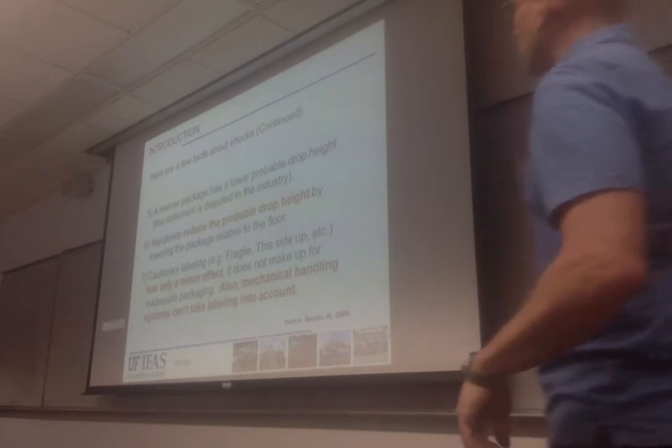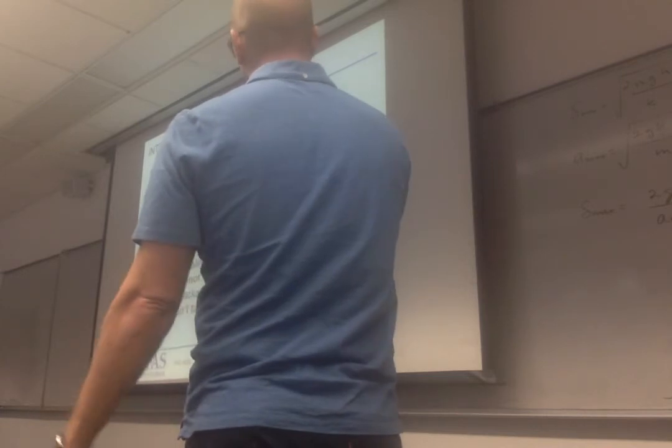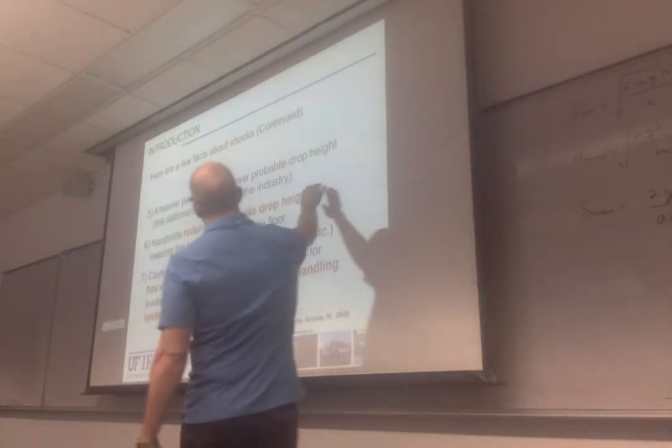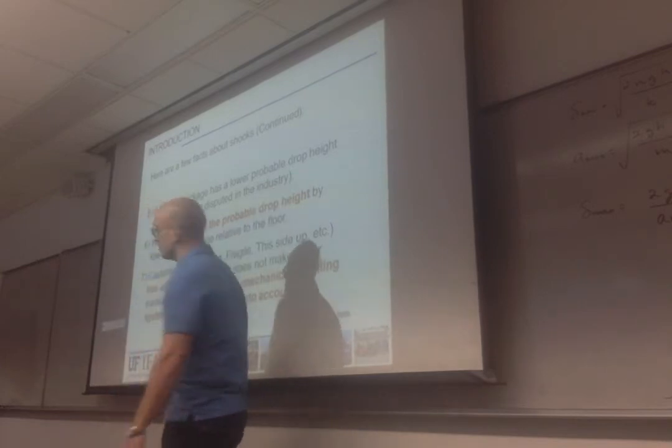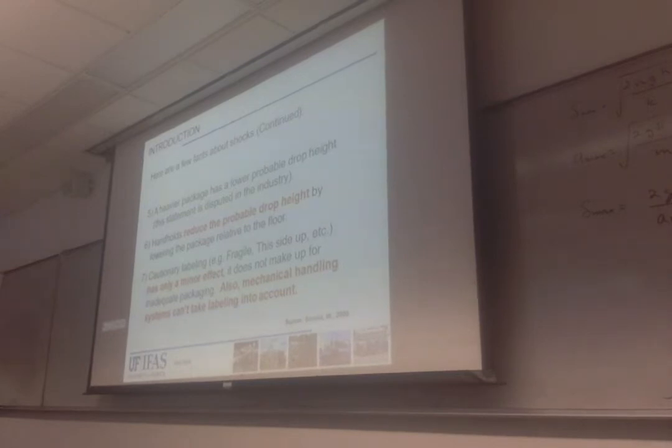So a heavier package has a lower probable drop height than a lighter package. Here I've added this statement: this is disputed in the industry. Why do you think some people disagree with this? Think about this. A heavier box has a lower probable drop height. Because people are less likely to bring it up so high if it's heavier. Okay, well, that's good. But if it's really heavy, you know, if you try to carry it this way, it might be easier to put it on your shoulder, right? So that's one thing.